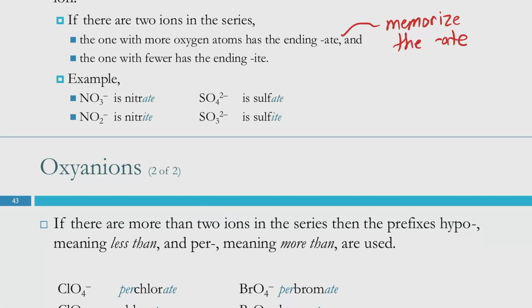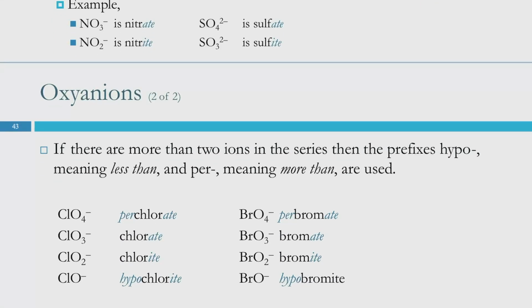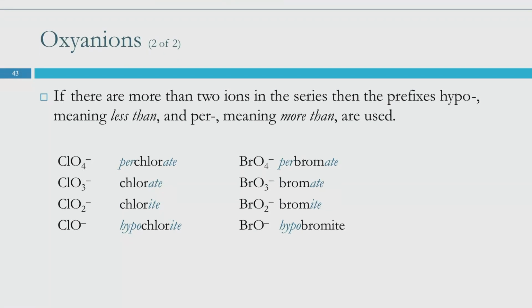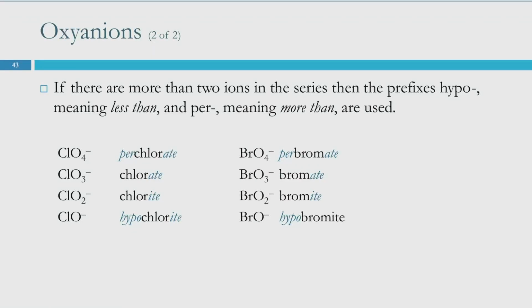If we get more than 2 ions in a series, then we have prefixes for that. So we've got the prefix hypo. Can anyone think of a word that has hypo in it? Hypotonic? How about a less scientific hypo?